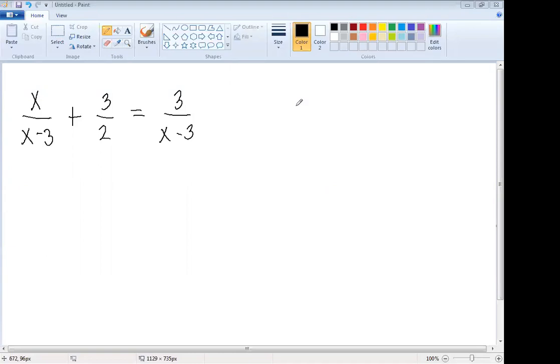No, you have to multiply everything, right? By what is our LCD? LCD is 2 times x minus 3, right? If not, the solution is wrong here, okay? Wait first. What is this one? 3x. Oh, okay. So you erase it, yeah.